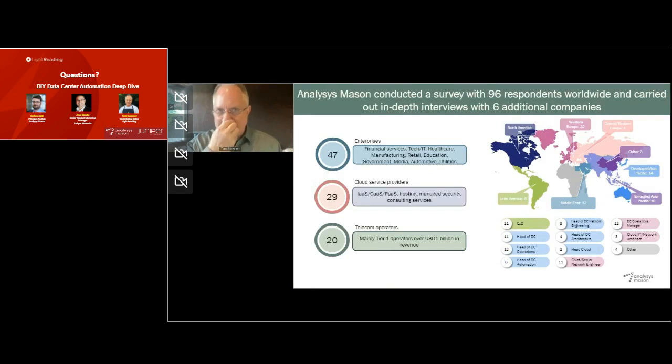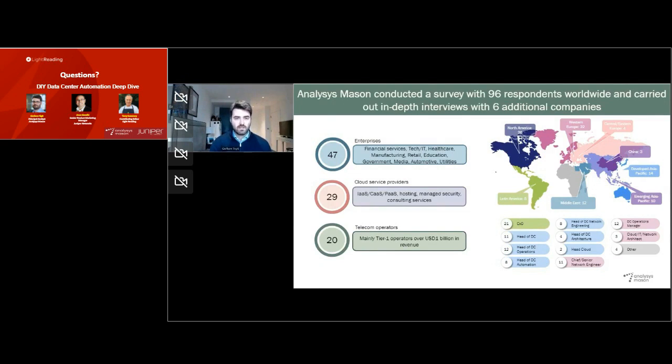Sure. So we carried out an online survey with a total of 96 organizations. And these are mainly from three segments, including enterprises, cloud service providers, and telecom operators. And as Arun mentioned, our objective was to gain an in-depth understanding of the in-house DIY automation activities and reveal the main motivations, use cases, and then the challenges behind them.